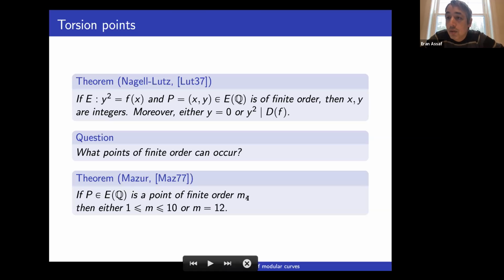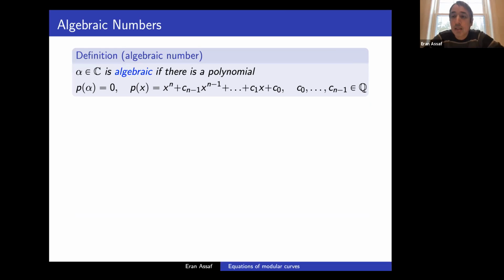But in order to understand better this result, to say something about its proof, or to generalize it, we need to expand our realm a little and understand more about torsion points, not only over the rational numbers. So for this, we will introduce the notion of an algebraic number.